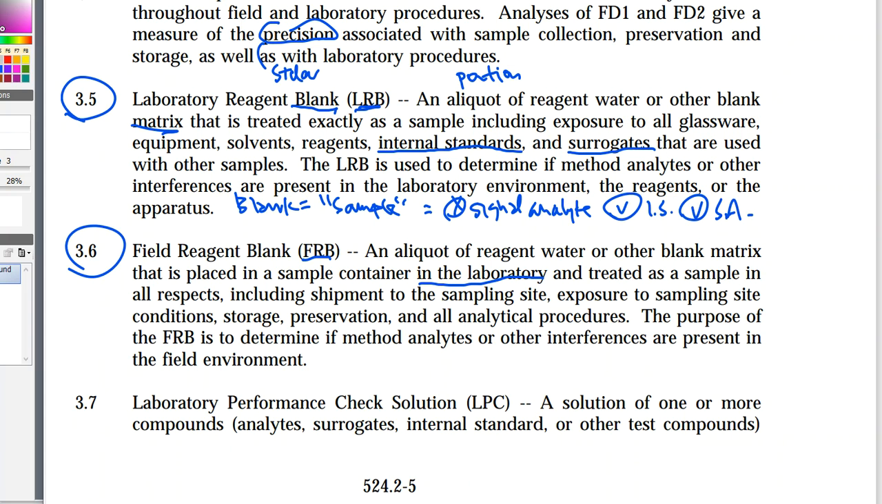And the purpose of the FRB is to determine if the analytes or other interferences are present in the field environment. So that's really what we're testing here. That's not surprising. That's why we call it field reagent blank. So this is a blank, reagent water, acid, base, a mixture of 2 or 3 things. It doesn't really matter, but this is going to go into a container, and that container is going to travel with the field collector. And that is going to be exposed in all steps of the collection process, the preservation process, the storage process, keeping it cold, keeping it hot, doing whatever they need to do to those samples when they gather them out there in the field, and then they bring them back to the lab. That entire process is getting checked with a field reagent blank, because what we want to see is that at the end of this, the field reagent blank should still be a blank, right?